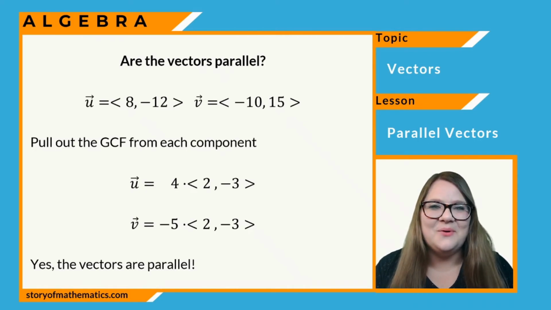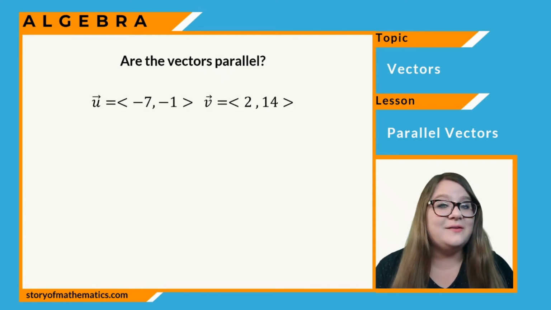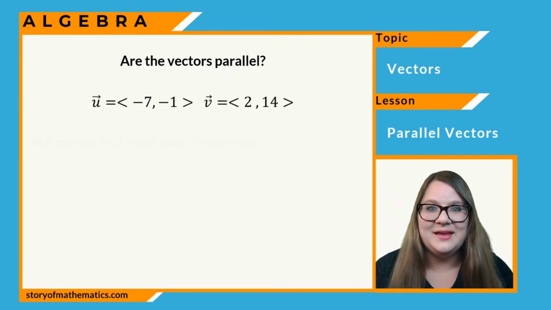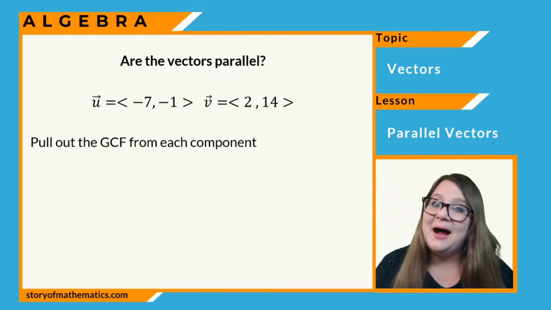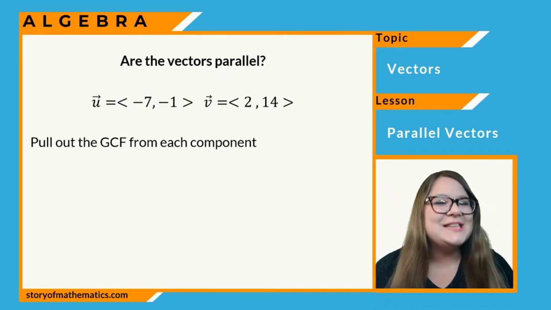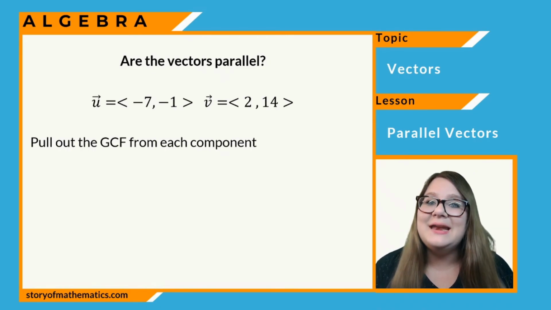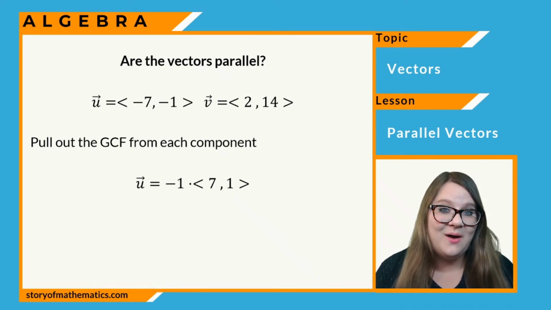Let's take a look at one more. Let's say I gave you u is negative 7, negative 1, and v is 2, 14. Again, I'm going to pull out that GCF, and I want to make that first number positive. Just always go with that. It will make your life a little bit easier. So in this case, for u, I'm going to pull out a negative 1 from both. That gives me negative 1 times 7, 1.